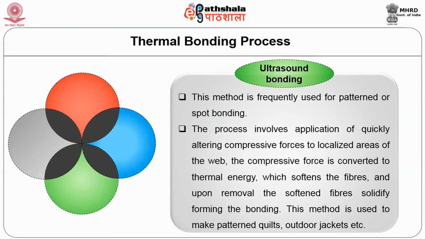Ultrasound bonding. This method is frequently used for patterned or spot bonding. The process involves application of quickly alternating compressive forces to localized areas of the web. The compressive forces are converted to thermal energy, which softens the fiber, and upon removal, the softened fiber solidifies, forming the bonding. This method is used to make patterned quilts, outdoor jackets, etc.